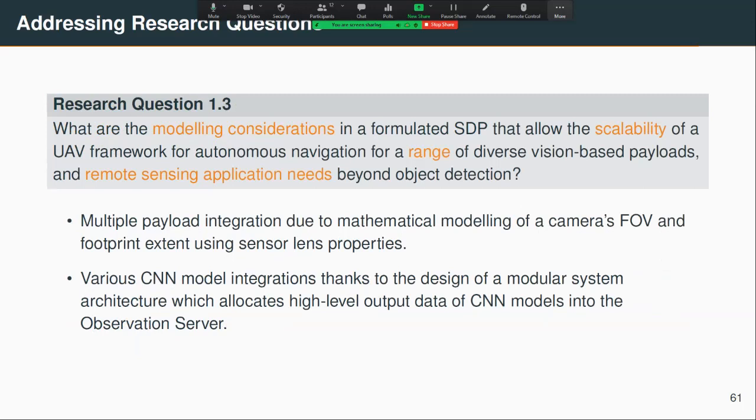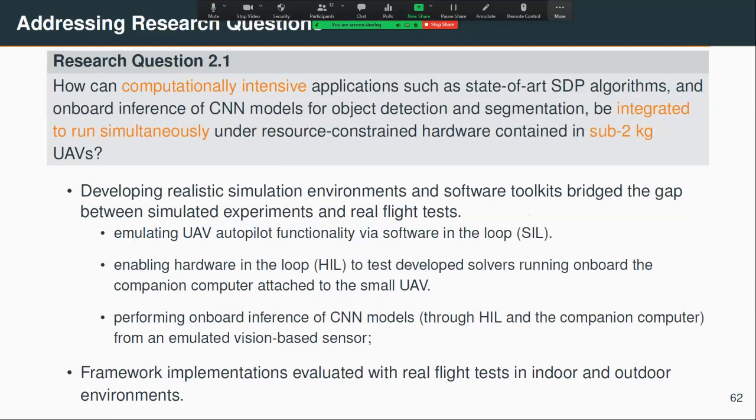In research question 1.3, that considers the modeling considerations to scale my framework in areas beyond remote sensing application needs, multiple payload integration was achieved due to the mathematical modeling of a camera's field of view and the footprint extent using the sensor lens properties. Also, I was able to test various CNN model integrations because of the design of a modular system architecture that allocated high-level output data from CNN models into the observation server.